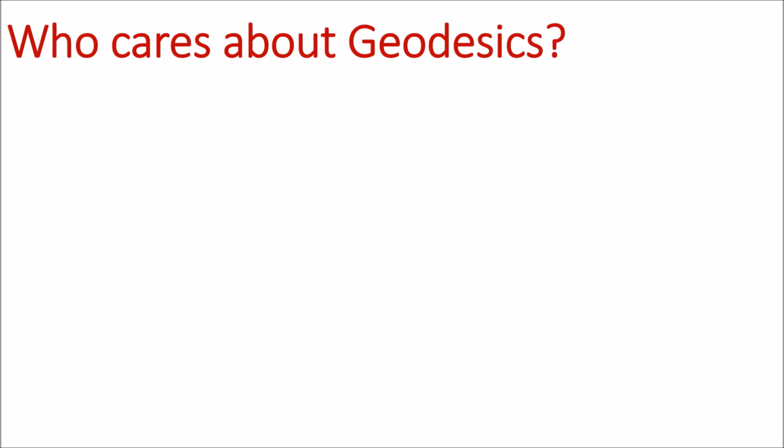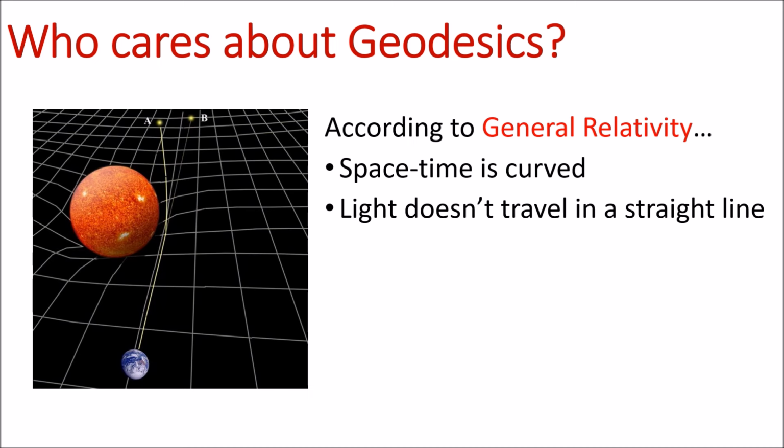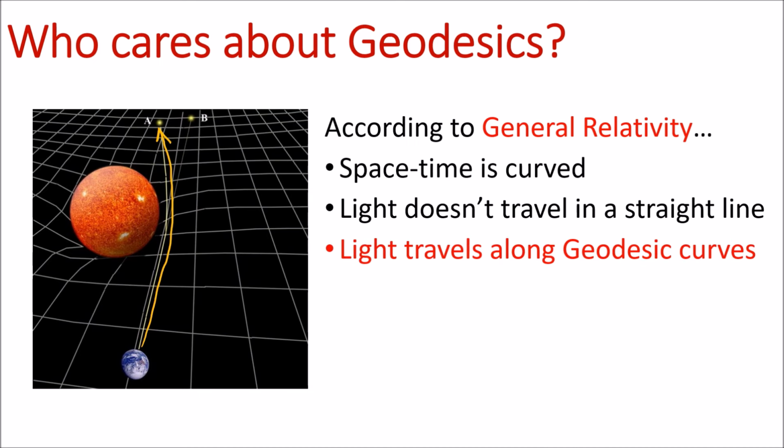So before we study geodesics, why should we bother caring about them? Well, one of the main physics applications is in general relativity, where space-time is curved. Since space-time is curved, light doesn't travel in straight lines. Instead, light gets bent around massive objects like stars and black holes. And these curved paths that light travels along are actually the geodesic curves in space-time. These curves are basically the straightest possible paths that can be drawn in curved space-time.